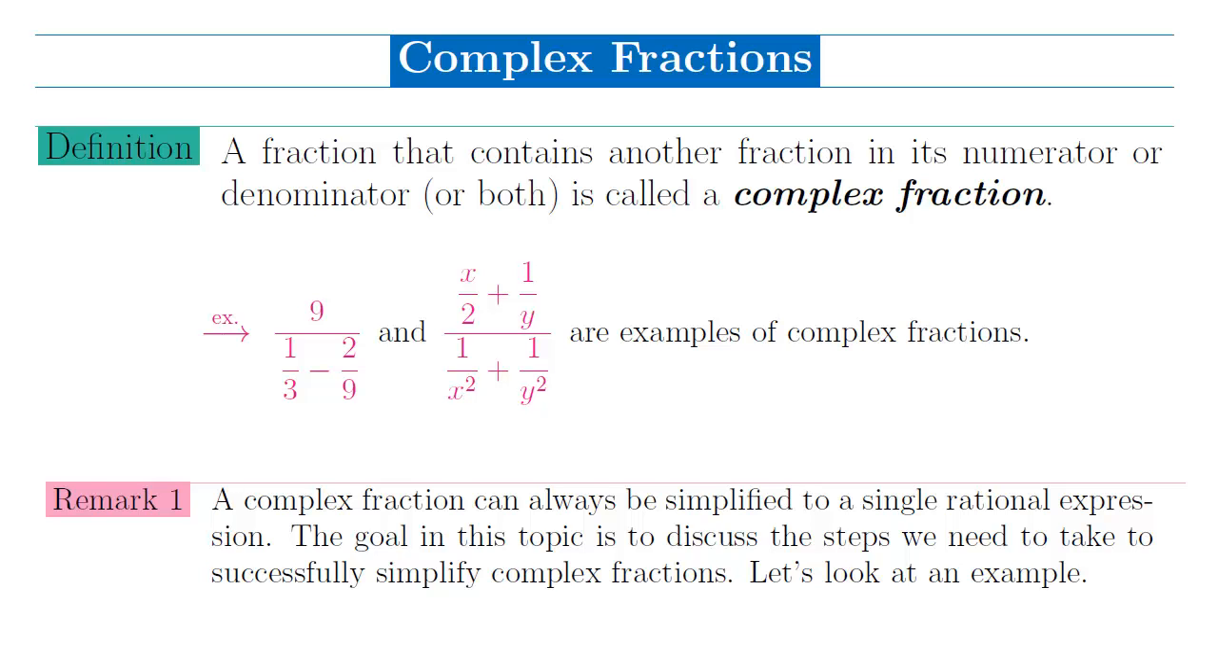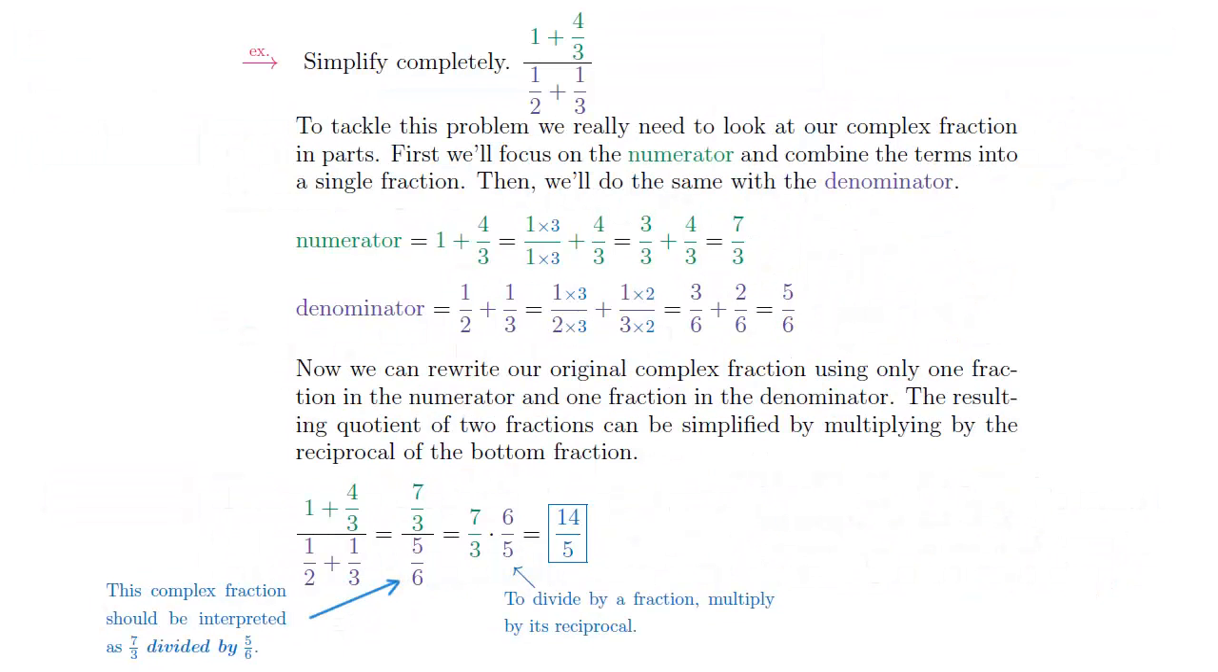Let's look at an example. Simplify completely 1 plus 4/3 over 1/2 plus 1/3. To tackle this problem, we really need to look at our complex fraction in parts. First, we'll focus on the numerator and combine the terms in the numerator into a single fraction. Then we'll do the same with the denominator. So let's begin by looking at the numerator.